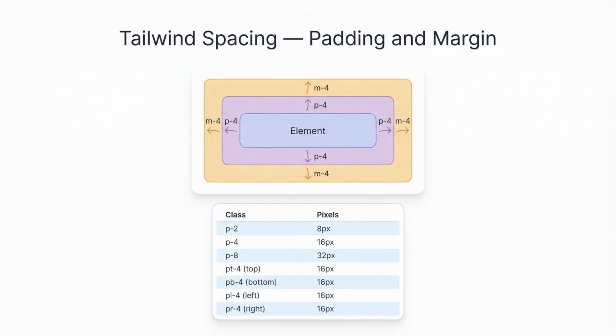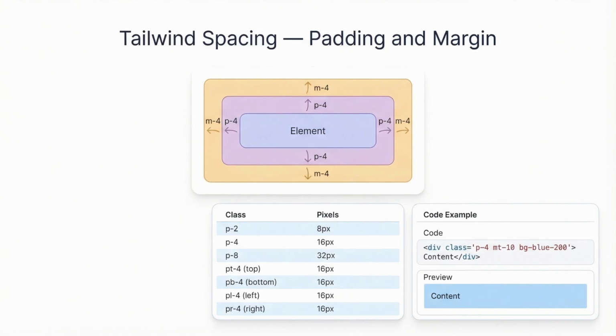Padding and margin are controlled with the p and m prefixes. p-4 adds padding of 16 pixels on all 4 sides. m-4 adds margin of 16 pixels on all sides. You can also target specific sides. pt-4 is padding top, pb-4 is padding bottom, pl-4 is padding left, and pr-4 is padding right. This granular control lets you fine-tune spacing precisely without writing any custom CSS.